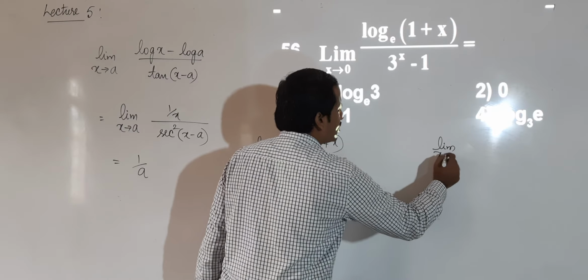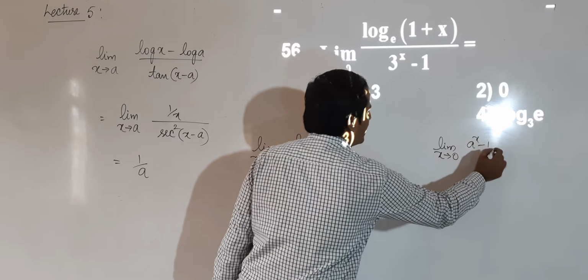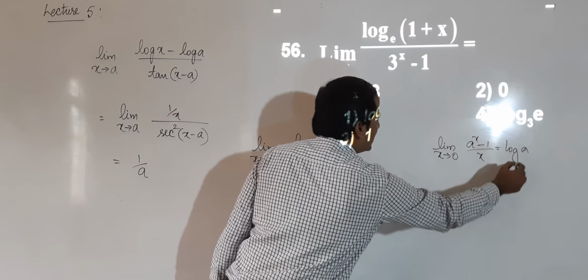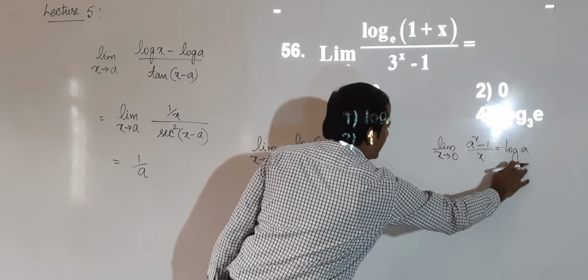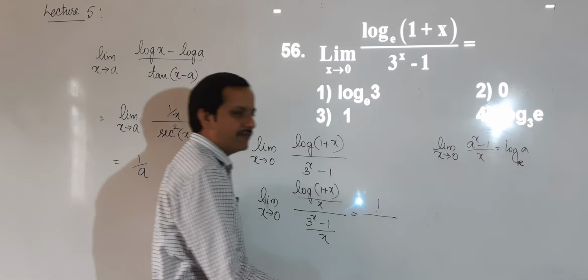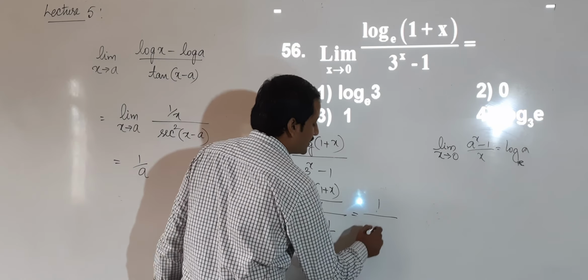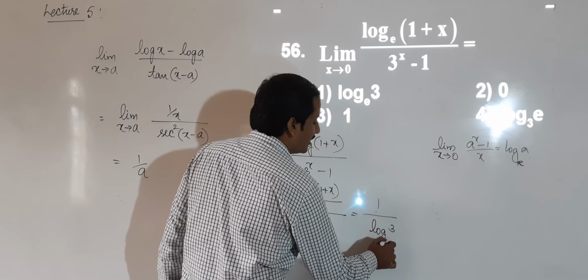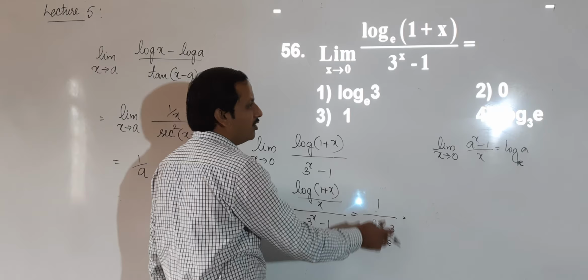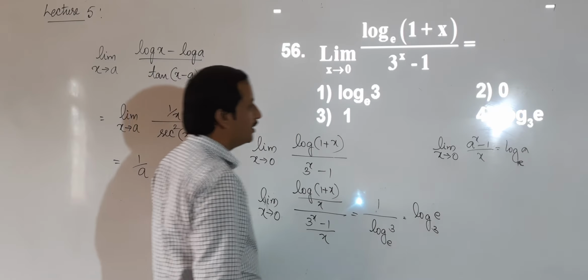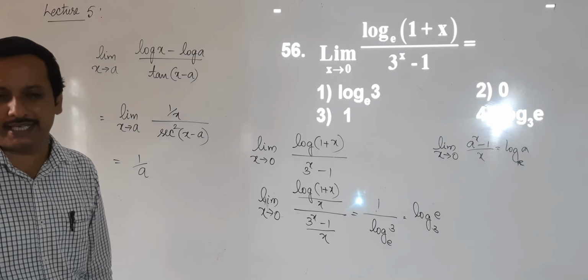Limit x tends to 0, (a^x − 1)/x is equal to log a to the base e. That formula we know. So I am using that formula: limit x tends to 0, (3^x − 1)/x is equal to log 3 to the base e. When I bring it to the numerator, it will become log e to the base 3. So the fourth option is the correct answer.